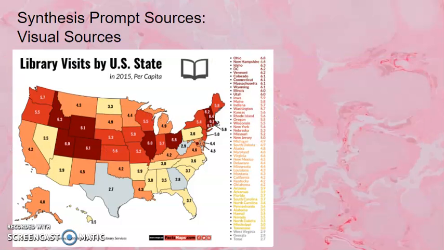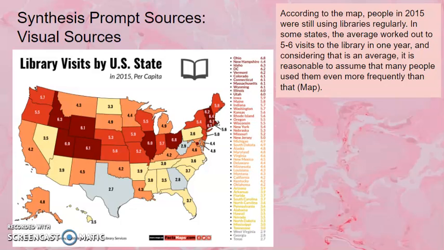Here's a little map. So how could I possibly include information from this map in my essay about libraries? Couple examples for this one. So the first one, I could say something like, according to the map, people in 2015 were still using libraries regularly. In some states, the average worked out to 5 or 6 visits to the library in 1 year. And considering that as an average, it's reasonable to assume that many people use them even more frequently than that. So proves that people are still using libraries.